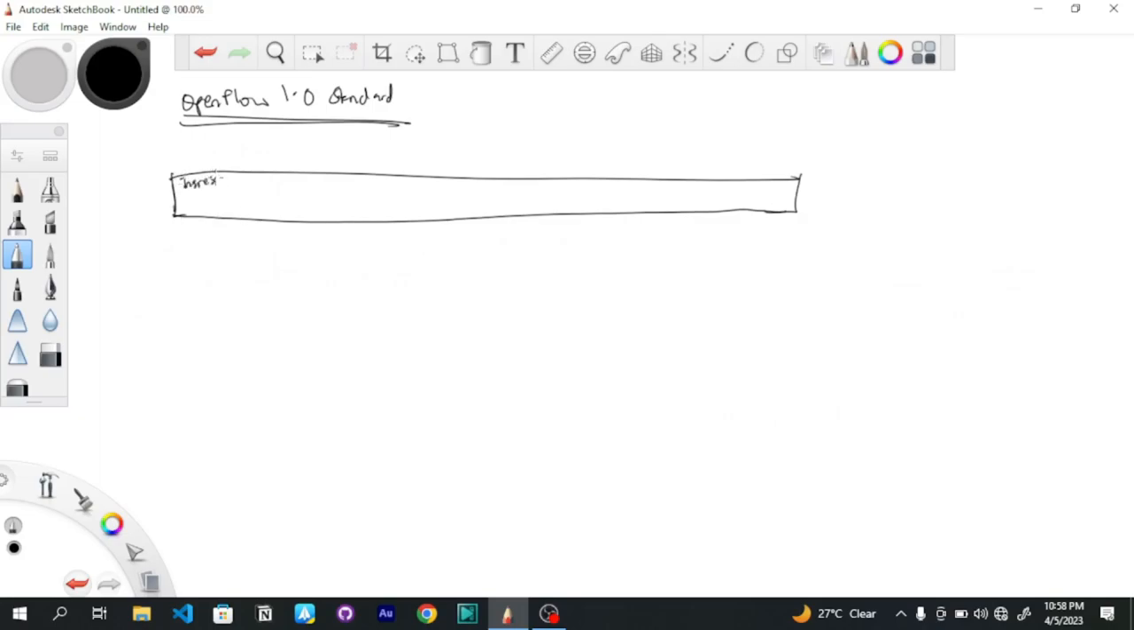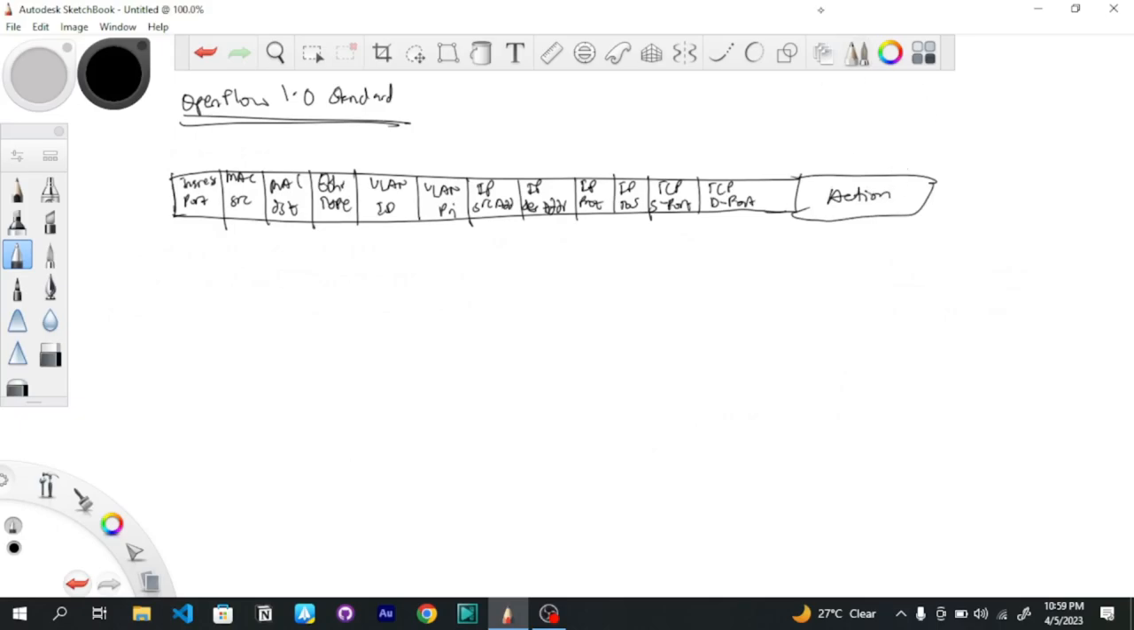Let's look at it. This is the ingress port. This is the MAC source address. This is the MAC destination. This is the Ethernet type. This is the VLAN ID. This is the VLAN PRI. This is the IP source address. This is the IP destination address. This is the IP protocol. This is the IP type of service field. This is the TCP/UDP source port. And this is the TCP/UDP destination port. And then finally, there's some action. So you see how this is how it will look, right? Where an X means don't care.